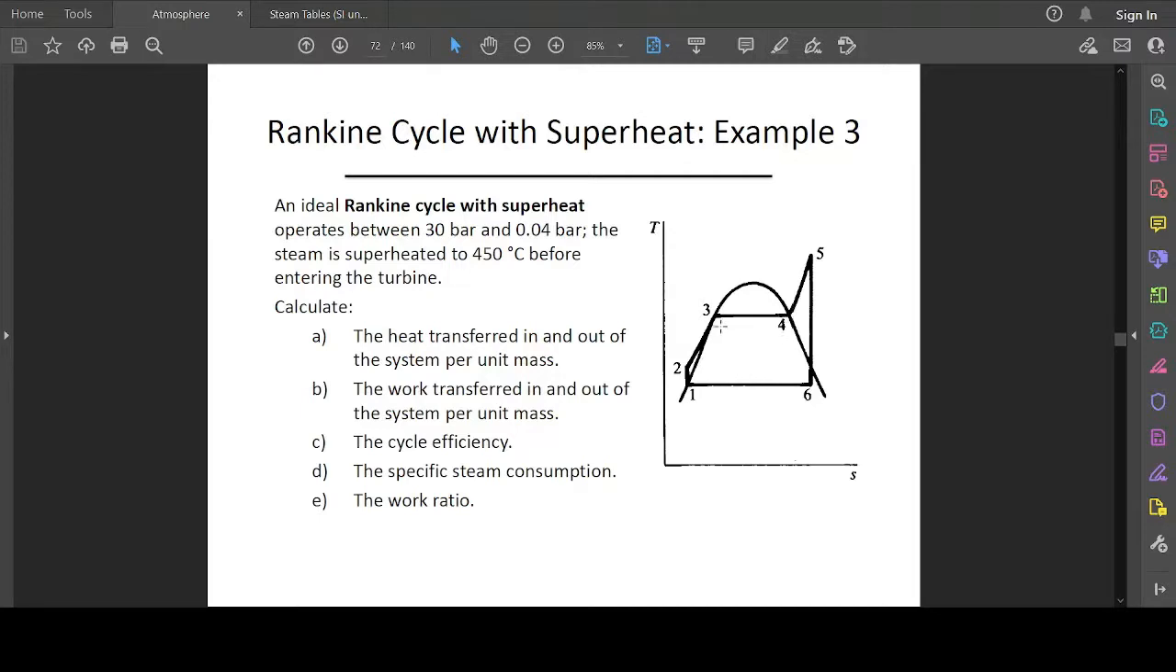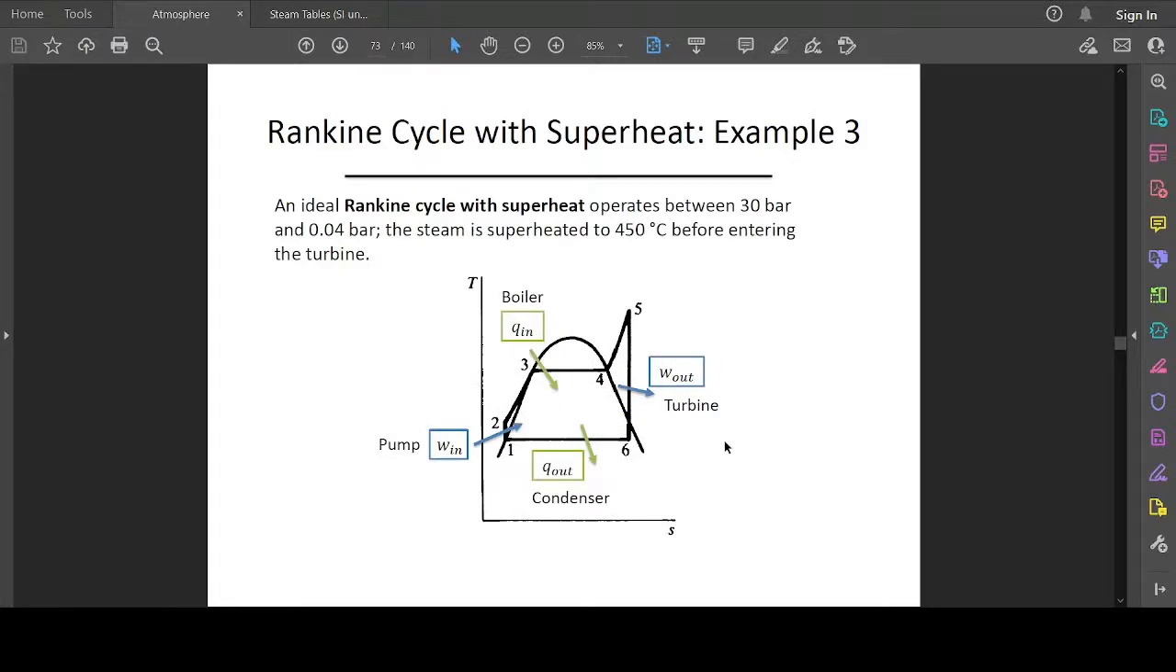I know by now we would have understood all the areas under the Rankine cycle with superheat that categorizes the heat addition, heat removal, the work done by the turbine, and the work done by the pump at this stage. Okay, so if we do a similar thing we've been doing before, then we can draw the cycle on a TS diagram, indicating all the major areas.